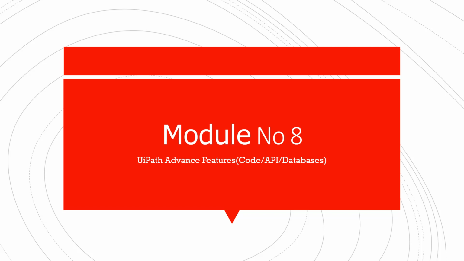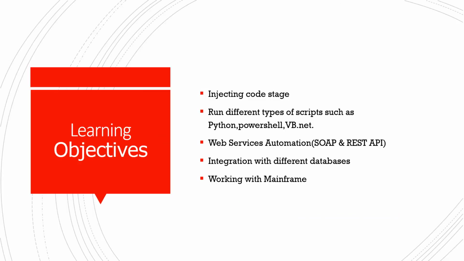If you look at all the things that we are going to cover, we'll see how we can inject a code stage in UiPath, how we should be able to run different types of scripts such as Python, PowerShell, VB.NET. If time permits, we'll look at the SOAP and REST API, and we'll also integrate with the different types of databases. So that's what we are planning.